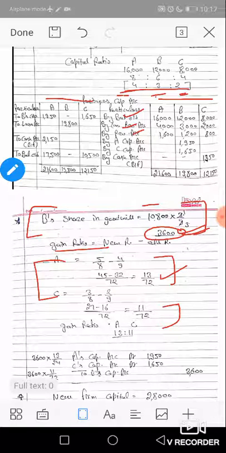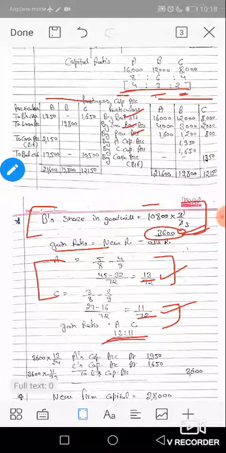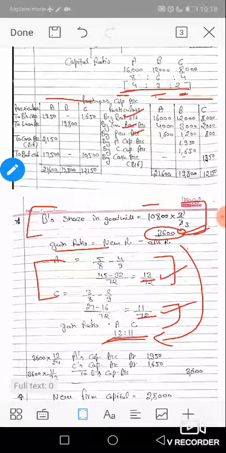Okay, so 3 upon 8 minus 2 upon 9 equal to 11 upon 72. The 72 denominators cancel, and our gaining ratio is 13 to 11. So these 3,600 will be debited to A and C in the ratio of 13 to 11, and the journal entry is A's capital account Dr, C's capital account Dr to B's capital account. A and C will be debited for goodwill and B will be credited.